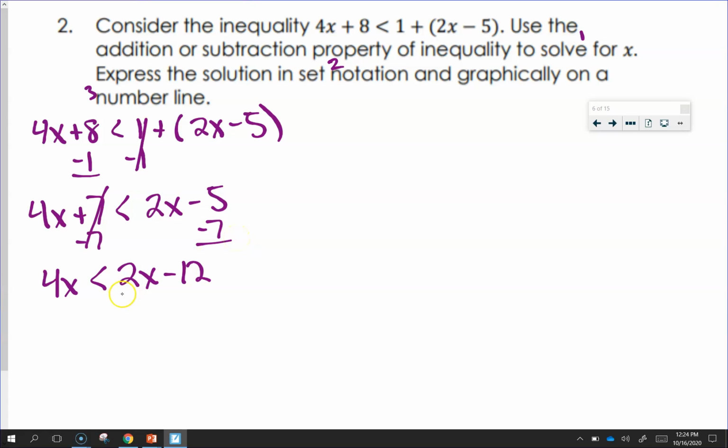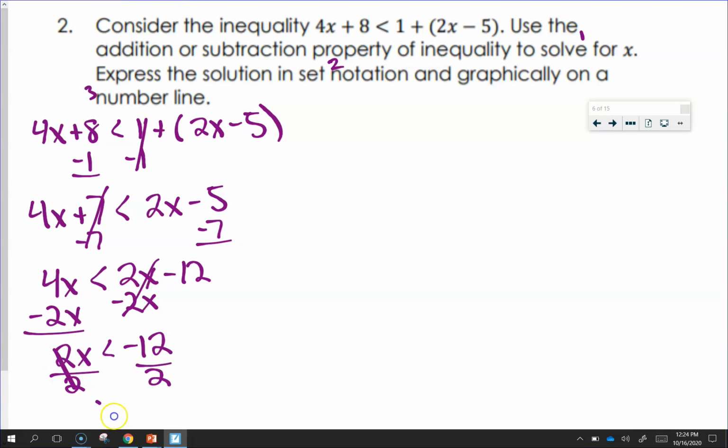Let's move my 2x over. How am I going to move that? Subtract it. So 4 minus 2 gives me 2. And last but not least, how is 2 attached to x right now? It's being multiplied, so what am I going to do to get rid of it? Let's divide it. So x is less than negative 6.